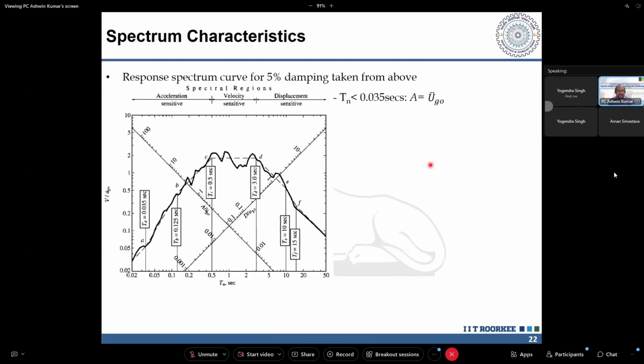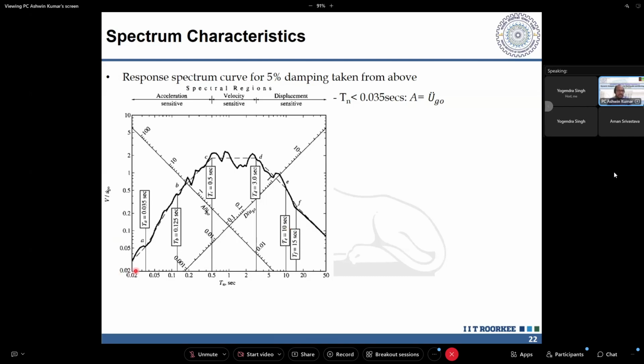Now, to understand the tripartite graph better, you can see it has been given a certain definition: the acceleration sensitive region, the velocity sensitive region, and the displacement sensitive region. Why these names have come in, you need to understand this. This is the tripartite graph of the El Centro ground motion that we have considered.